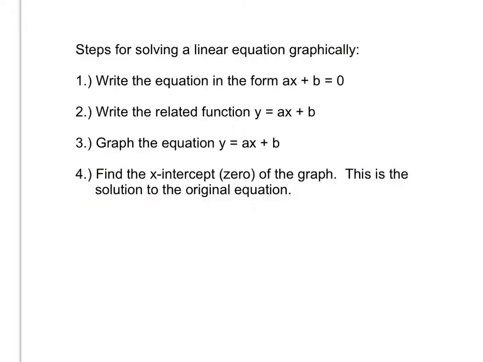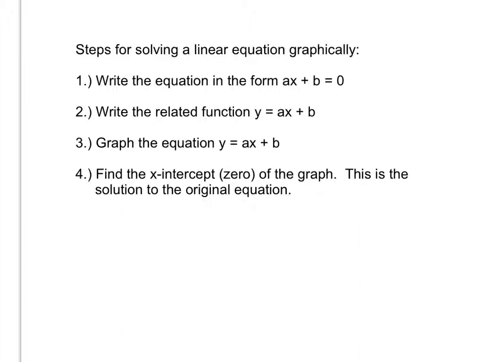Here are your steps to solving a linear equation graphically. The first thing that we want to do is get the equation in the form ax plus b equals 0. So that just means whatever our equation is, we want to make 0 on a side by itself, because again, to solve an equation, we have to have the 0 of the graph. Then we're going to write the related function in slope-intercept form. So basically all we do is take the 0 and replace it with a y. Then we graph that equation, and then you find the x-intercept or the 0 of the graph.